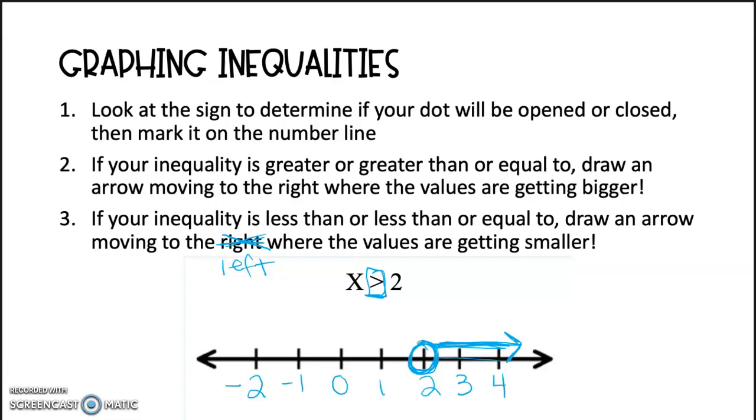You could also graph it straight on the line. It doesn't matter. Either way, I always do it a little bit above just to make sure it's really clear, especially if I was using a black pen or a black marker, but it doesn't matter as long as your arrow is going in the correct way and your circle is open or closed, whichever one's correct for your inequality.